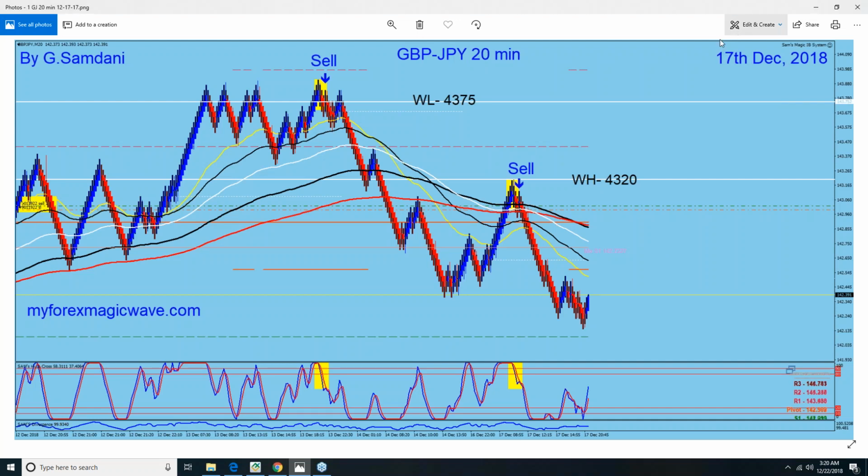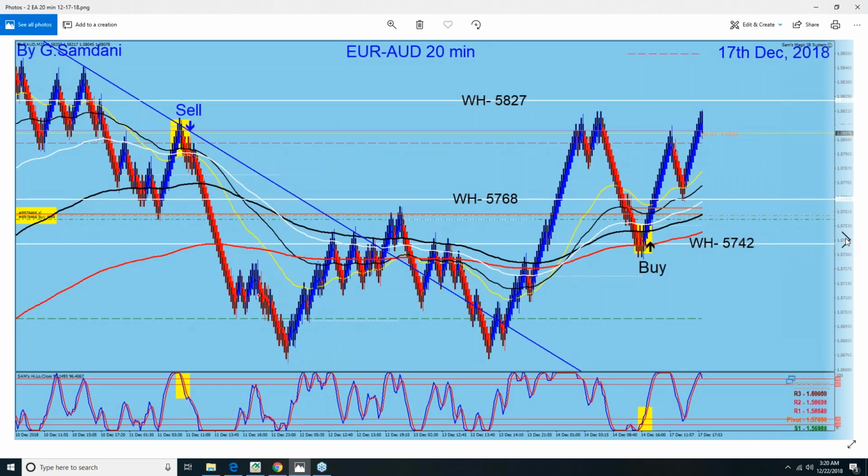This is pound yen. The week started on December 17th. Pound yen 20-minute short entry here, and it is based on the yen index strength. And obviously all yen pairs went down, so you're going to see a lot of yen pairs shorting. Okay, so let's go to the next one.